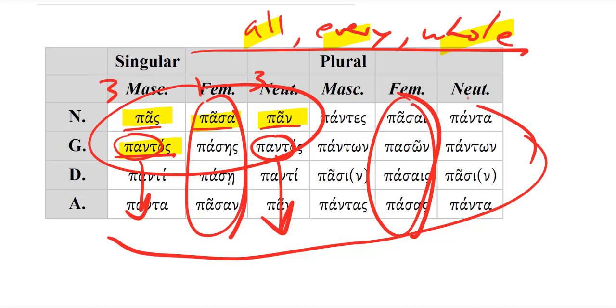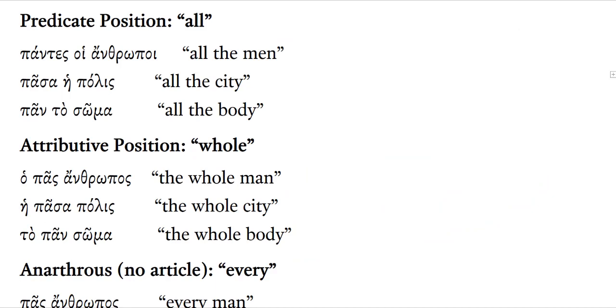As we mentioned to you, if we put the cookies on the very, very bottom shelf, maybe even on the floor, you say, what does this mean? It means all, every, or whole, whichever one fits. A little bit more detail on that. In the predicate position, it frequently is translated all. What do we mean by predicate position? That the noun has the article and that the form of the adjective does not.